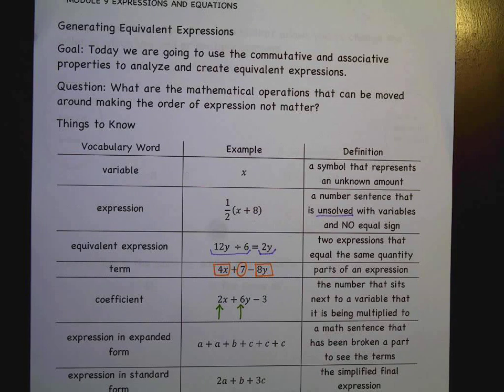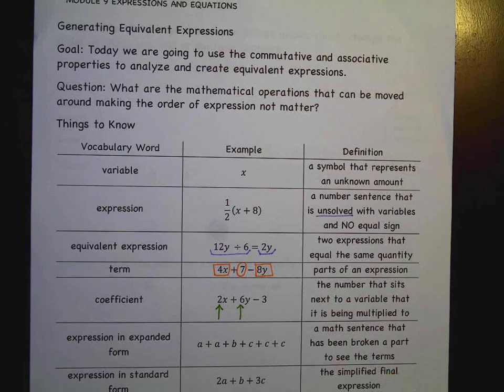The next one we have is expression in expanded form. Again, it's an expression, no equal sign. In expanded form, it means that your coefficient is spread out. So this one would have been 2a plus 1b plus 3c. But in expanded form, you have to write it out. So you have a plus a plus b plus c plus c plus c. So it's a math sentence that has been broken apart to see each term.